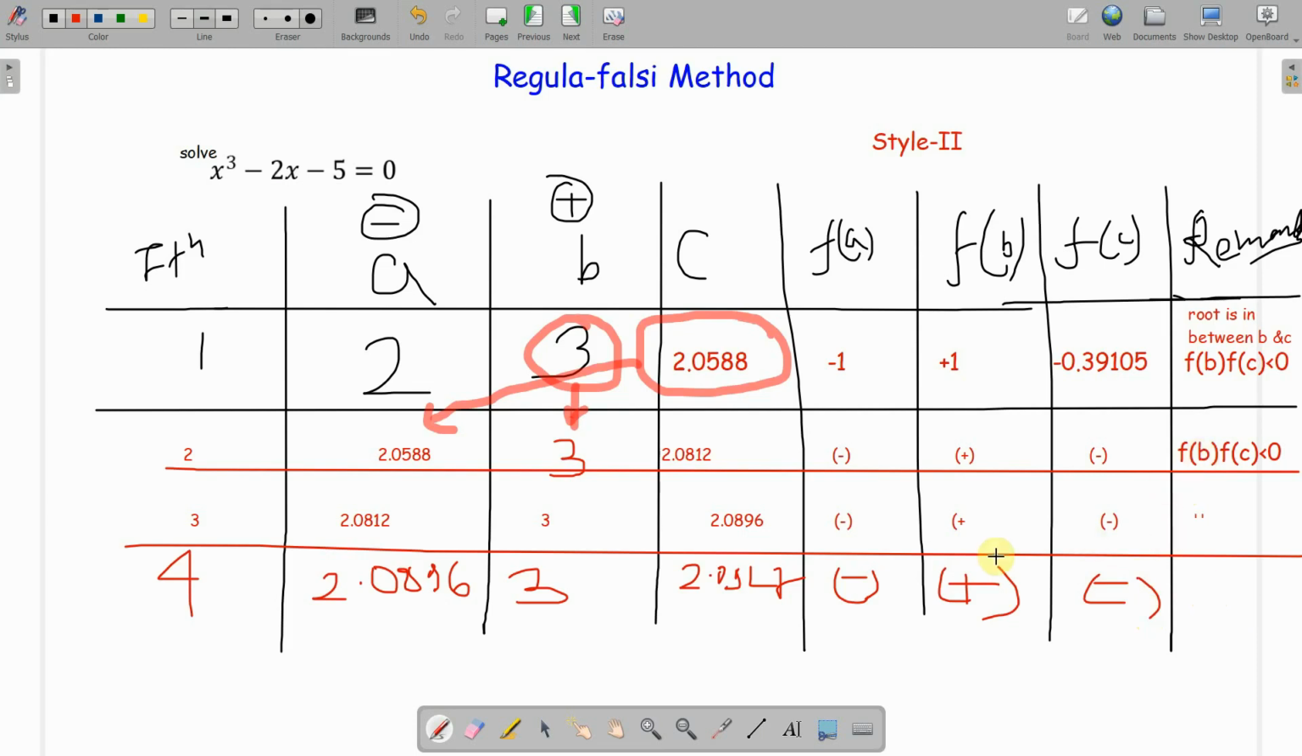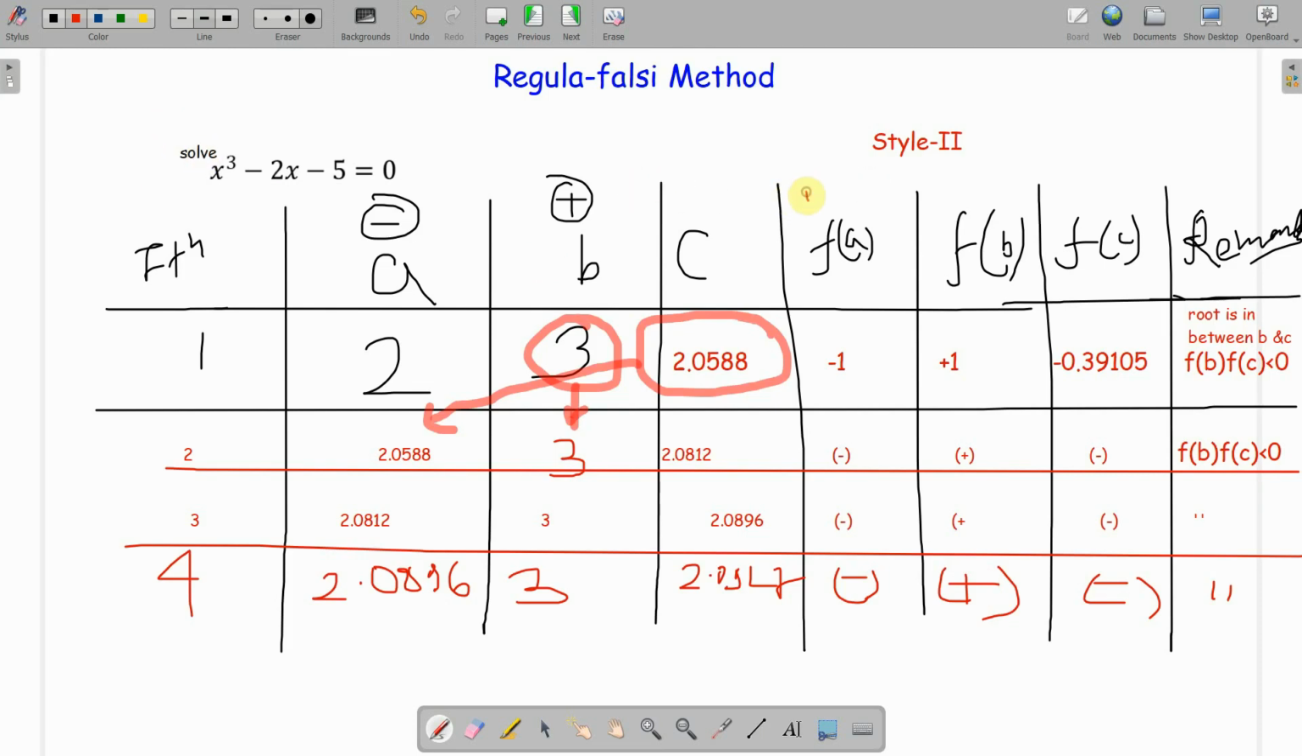So you can easily estimate that the same thing will happen with FB and FC, so your root will be in between B and C. See, I didn't consider the FA FB calculation the first time because for this particular problem it always gives you the same sign, but the actual rule, the actual method you have to follow is this.